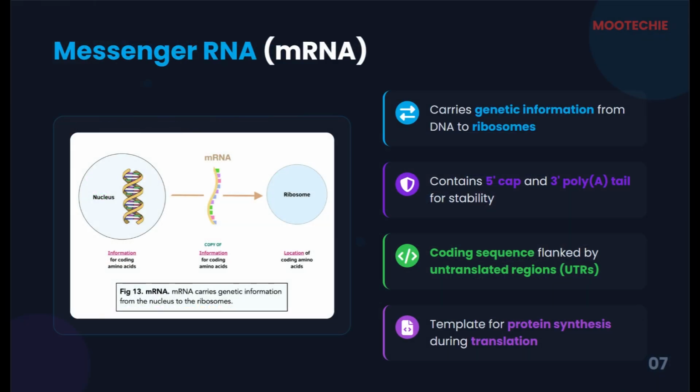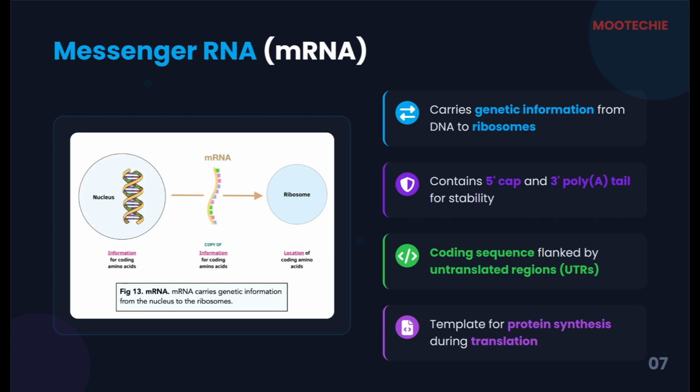Let's start our detailed look with the messenger. This is messenger RNA, or mRNA. Its primary job is to carry genetic information from DNA in the nucleus out to the ribosomes in the cytoplasm. For protection and stability, a mature mRNA molecule has a 5' cap and a 3' poly-A tail. Its structure includes a coding sequence which is flanked by untranslated regions, or UTRs, on both ends. And ultimately, it serves as the direct template for protein synthesis during translation. The figure on this slide illustrates this journey perfectly.